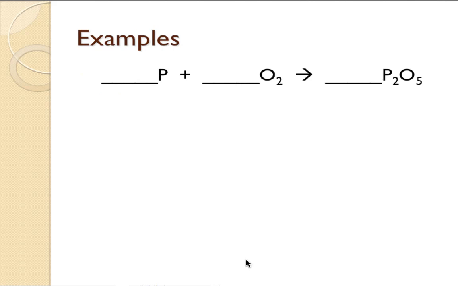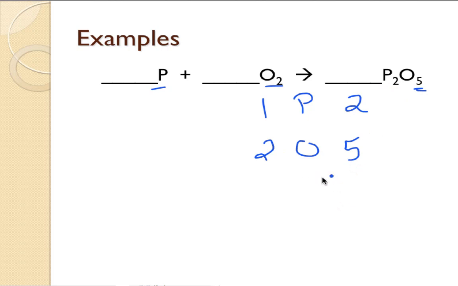We have phosphorus reacting with oxygen to produce diphosphorus pentoxide. Underneath the yield sign, I'm going to write what reactants are present in my reaction. I have phosphorus and I have oxygen as my elements. On the reactant side, how many atoms of phosphorus do I have? Well, I have 1. I have 2 oxygen atoms. On the product side, I have 2 phosphoruses and 5 oxygen atoms.